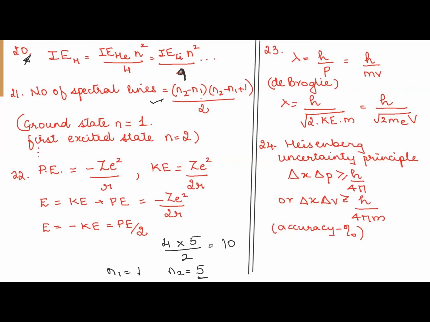Otherwise, you can also sit and draw it, though it will become complicated. If you have 5 orbits like this, then you'll see a few lines like this, a few lines like that, and you should go on drawing it.